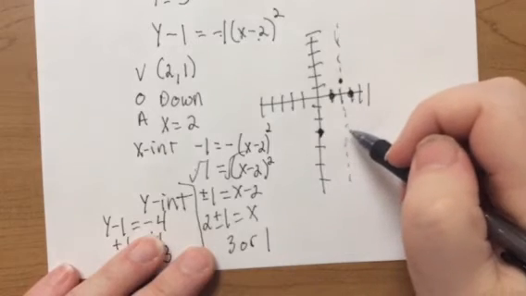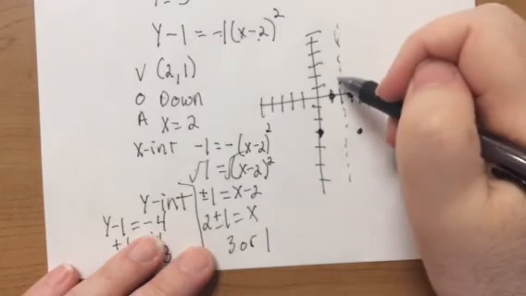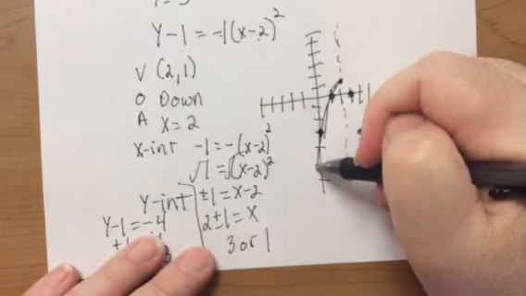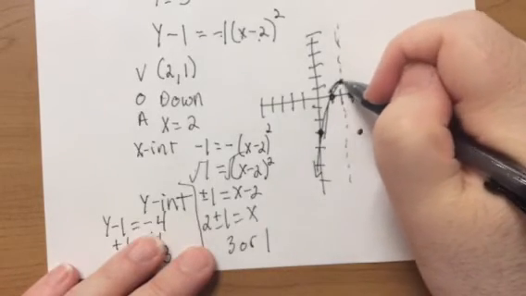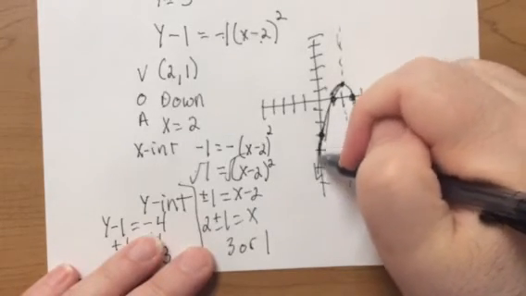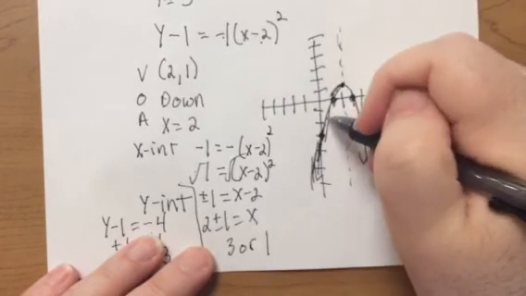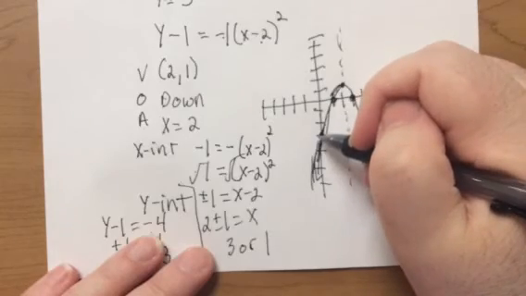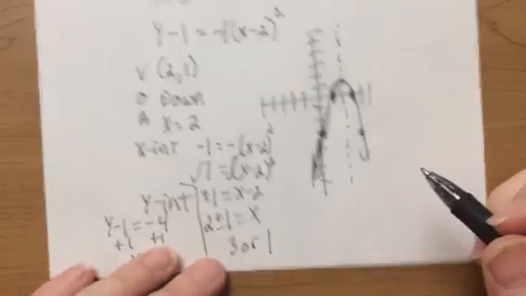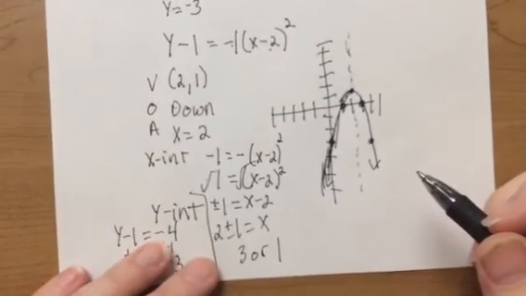So 2 units this way. So we need to go 2 units this way. Oops. Sorry about that. Goes through. So be careful. Some people will hit this point and go straight down, and you can't. That means there's an infinite number of y-intercepts, and that's not true.